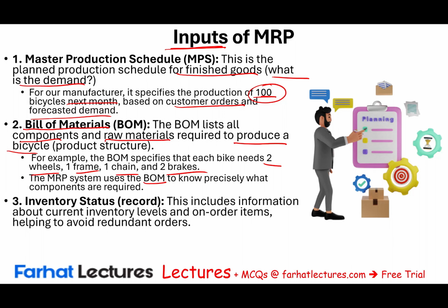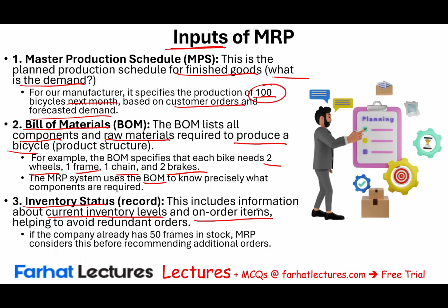Now, what's going to happen? The third input is the inventory status, the inventory record. The MRP is going to give you information about your current inventory levels, and ordered items help to avoid redundant orders. What does that mean? Well, if the company already has 50 frames in stock, MRP considers this before recommending additional orders. So it's going to check our current inventory level and say, okay, this is what we are short of, so it's going to recommend ordering enough for the new master production schedule to be completed. So those are the inputs.